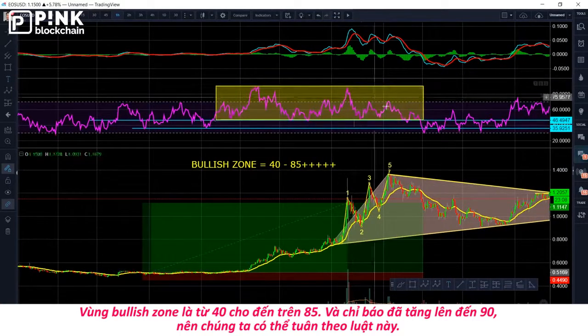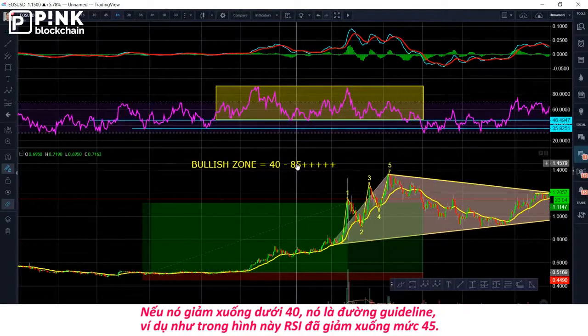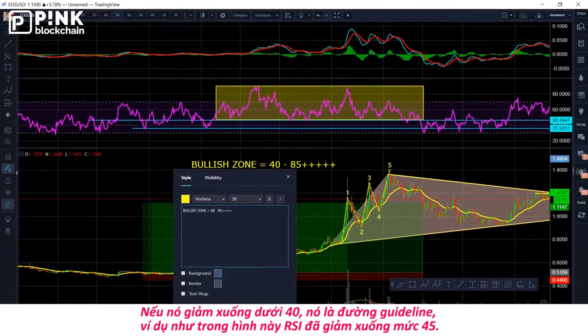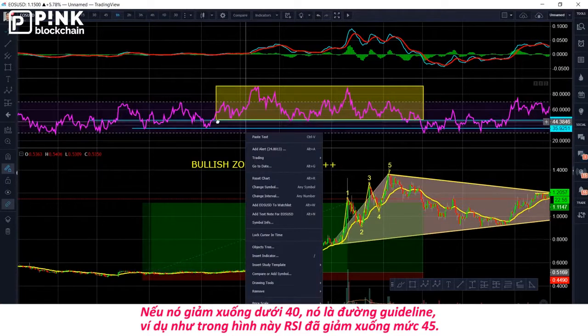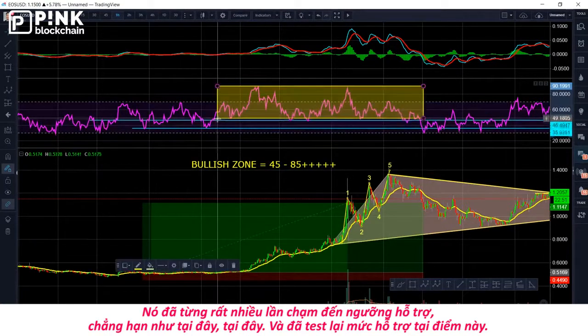We're reaching 90s, right? So we can follow this rule where if it falls below about 40, or 40 is a general guideline. Here it was obviously 45-ish, because we've clearly established a support now, right? Do you guys see this as a support right there, right here, right here, right here, right here? Here is finally testing it, right?